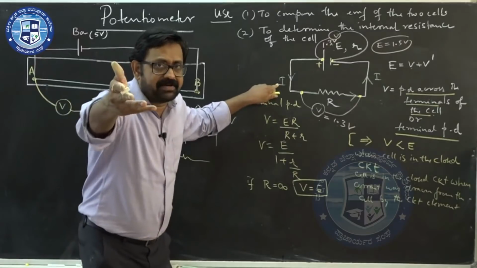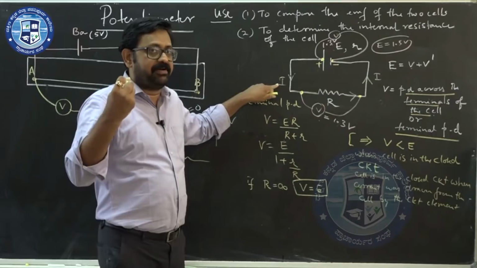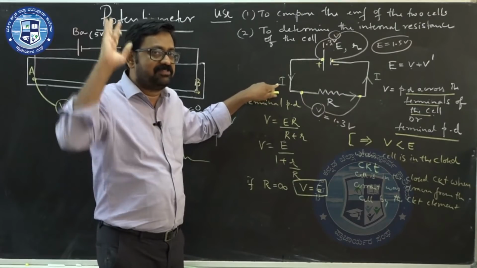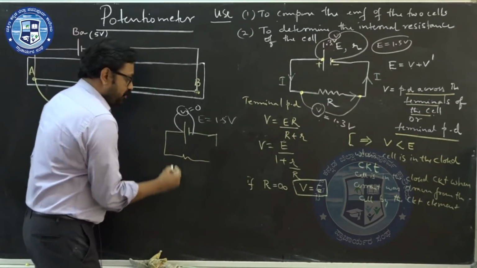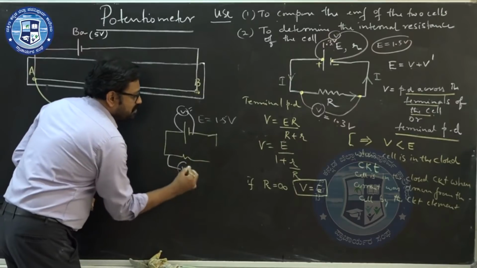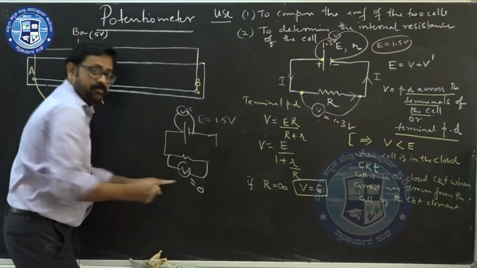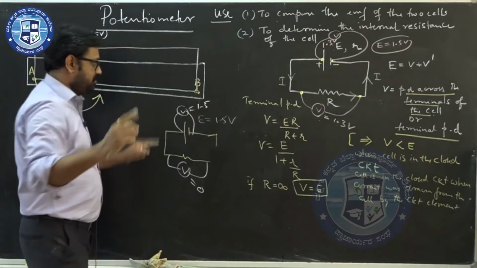This I may be in amperes, but for the working of the voltmeter, it requires a small amount of microampere current. Why does it draw very small current? Because its resistance is very high. But here there is no current at all, because you open the circuit. Sorry, not this V, this V will be 0. There is no current, but this V will be 1.5.